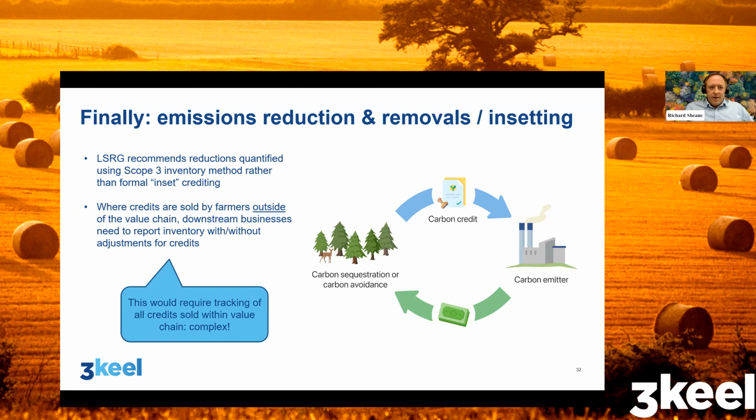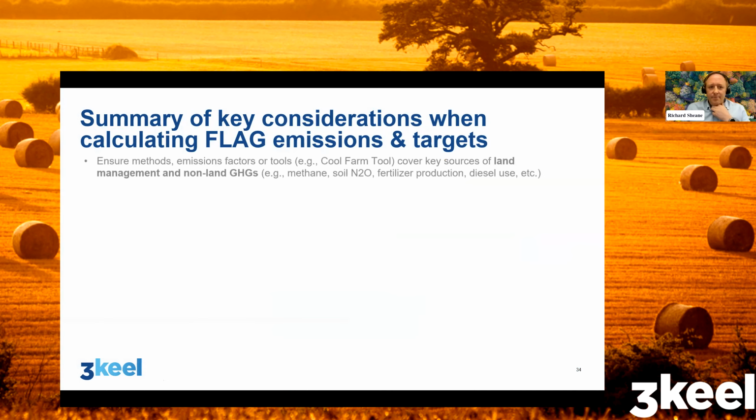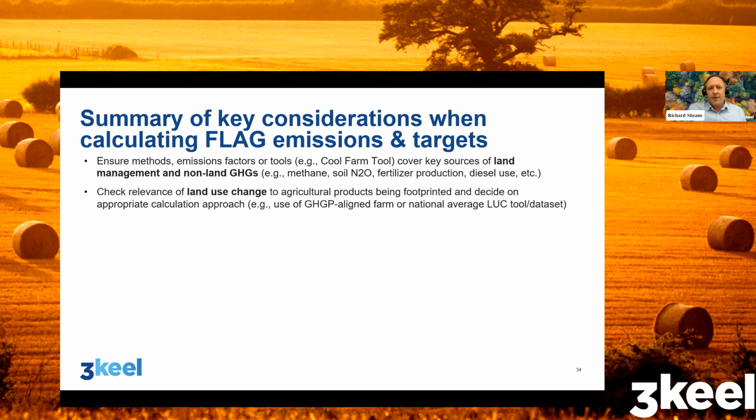So unless I've forgotten, oh yes, it's just the key points then. If you're doing land sector accounting, do that benchmark for ensuring the factors and tools you're using cover the key sources of land management emissions and non-land management emissions. Check the relevance of land use change to the crops and livestock products that you source. Do you need to be including land use change? If so, what's the most appropriate way to calculate that? Is it through primary data, or do you have to resort to secondary data?